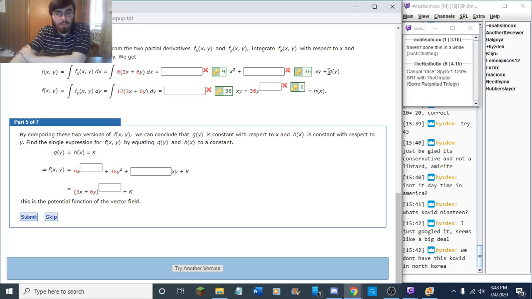So you integrate it with respect to x and integrate with respect to y. So they got 36xy plus 36y. Wait, what? What is that? Hold on a sec. 9x squared plus 36xy plus gy. What the heck?